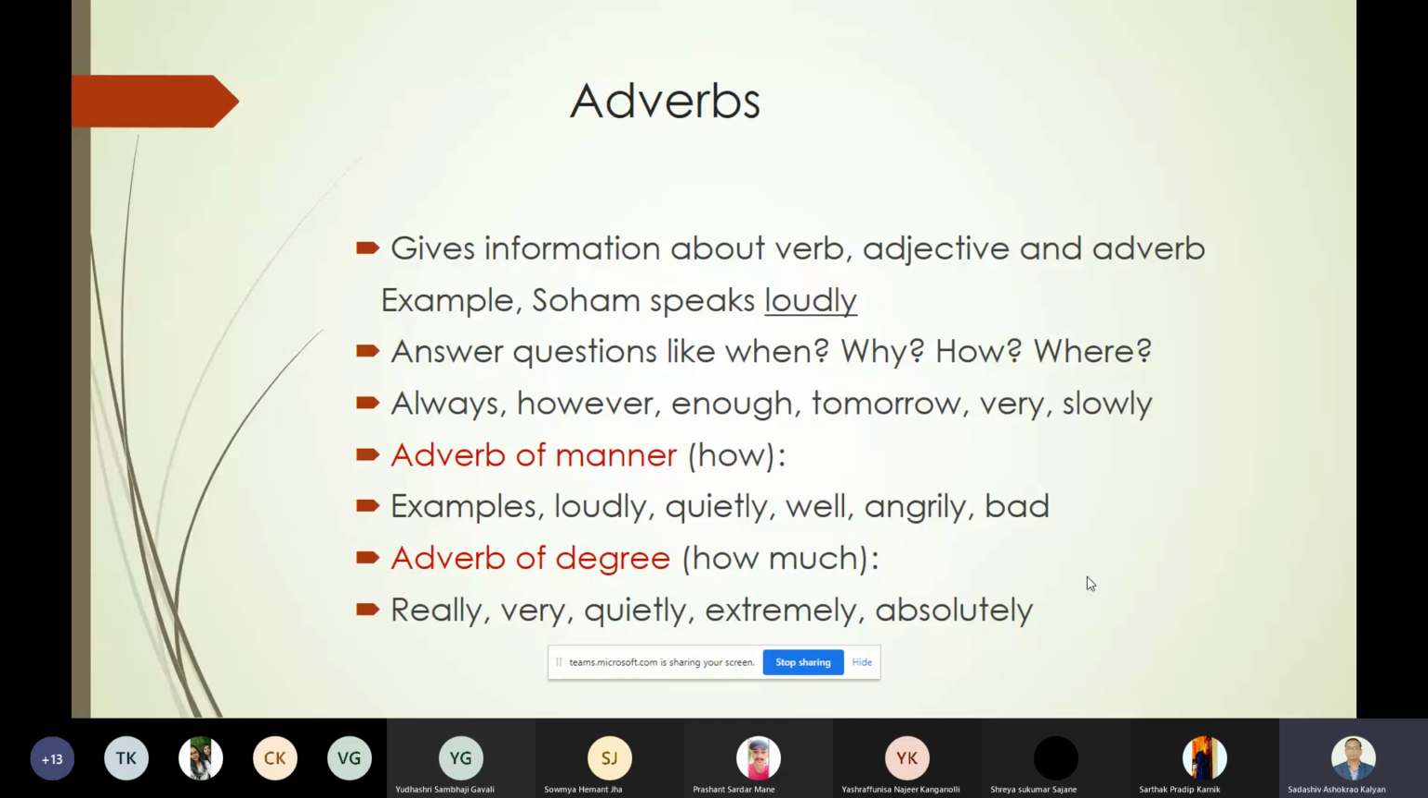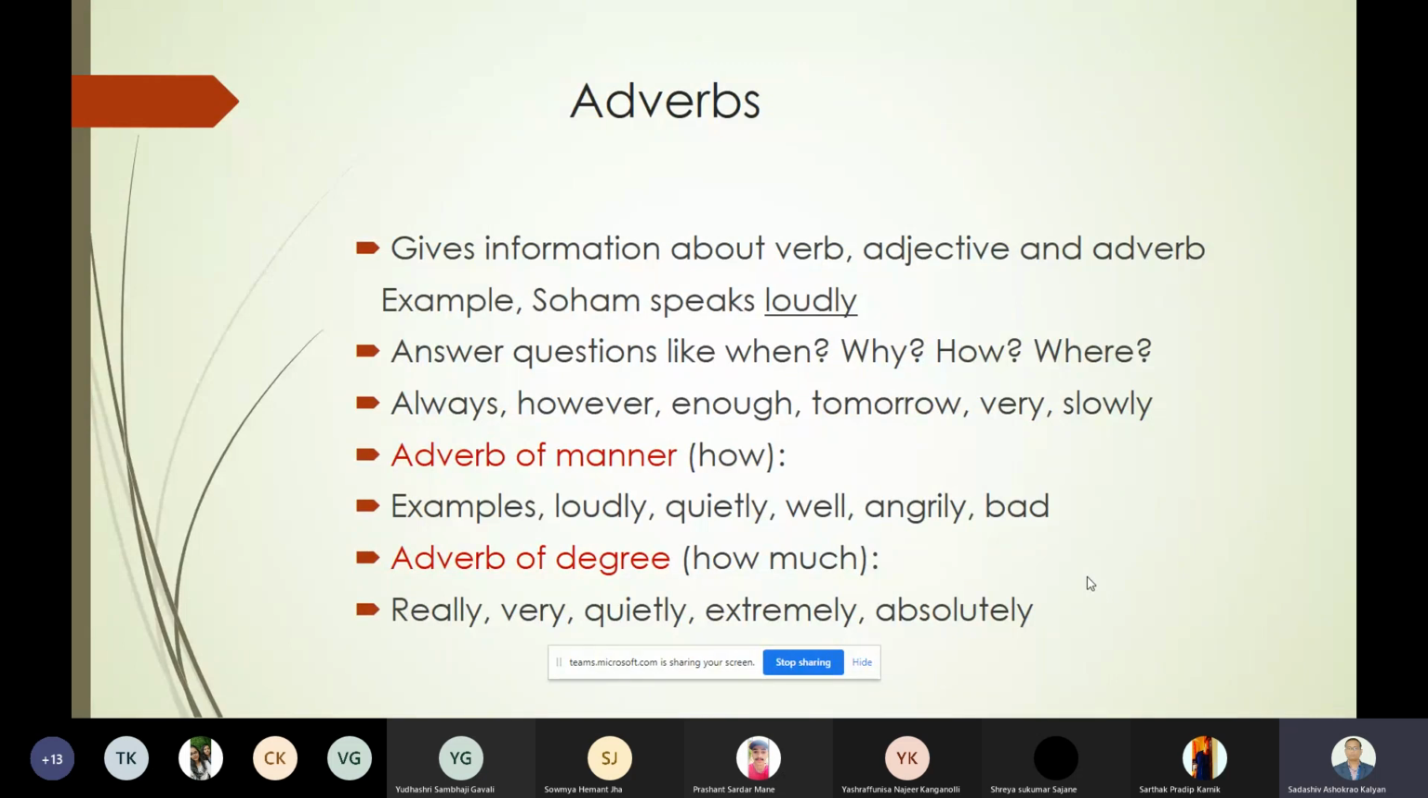Here I have put various kinds of examples in front of us, in which the words like angrily, bad, well, quietly, loudly. So these are all the various kinds of words which are trying to convey to us what kind of adverb of manner. How he speaks, loudly. How is he behaving? Is he behaving angrily, in an angry mood, or is he in a good mood? So the adverb of manner is about how.